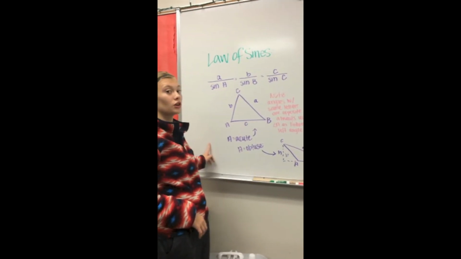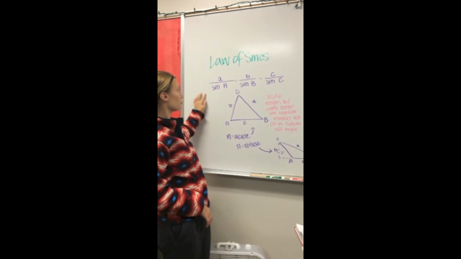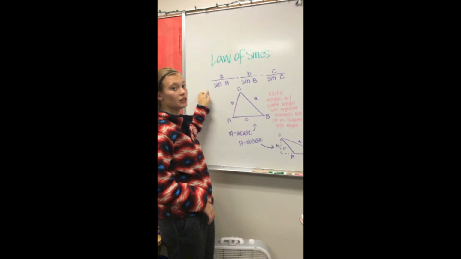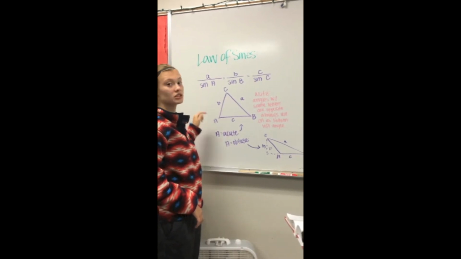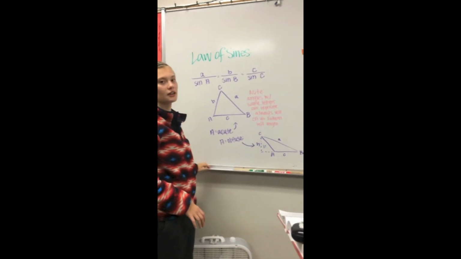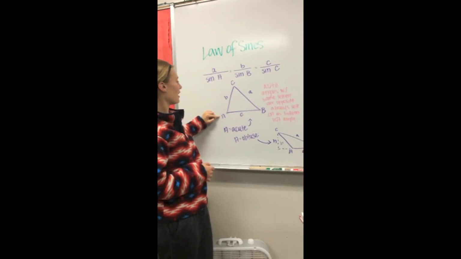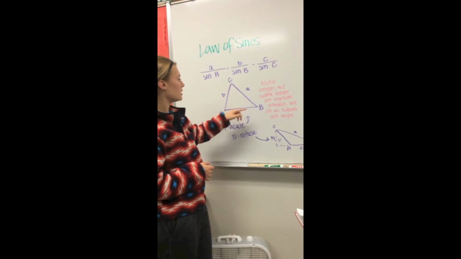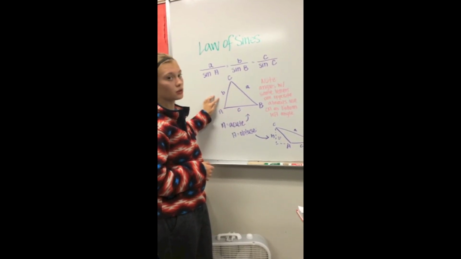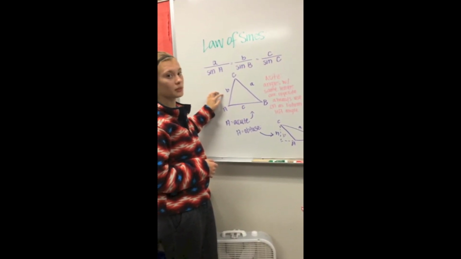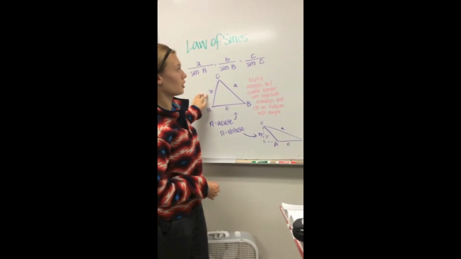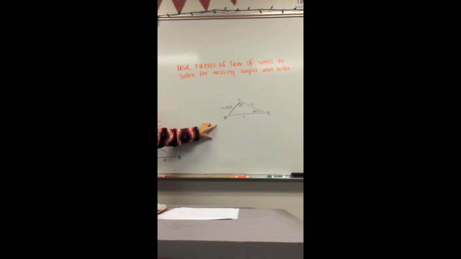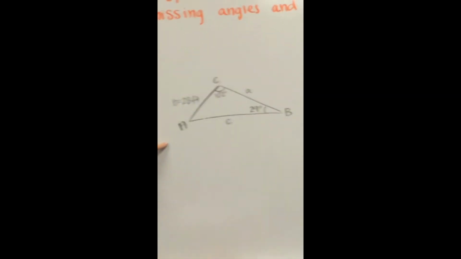So now we're going to teach you law of sines. This is the law of sines: side a over sine of angle A equals side b over sine of angle B equals side c over sine of angle C. So here's angle A, angle B, and angle C, and side a is going to be opposite from angle A, side b is going to be opposite from angle B, and side c is going to be opposite from angle C. And on your own, use ratios of the law of sines to solve for the missing angles and sides for this triangle.